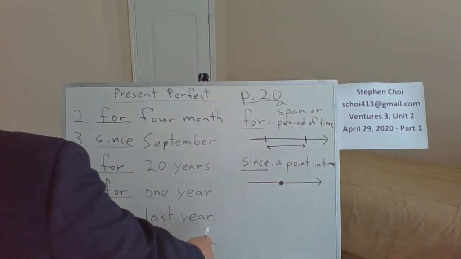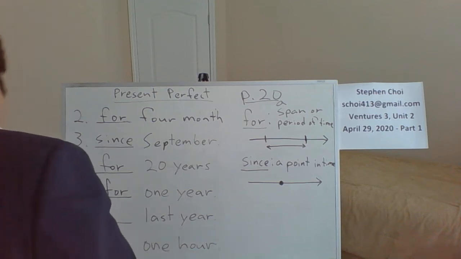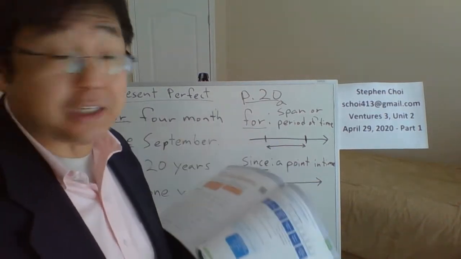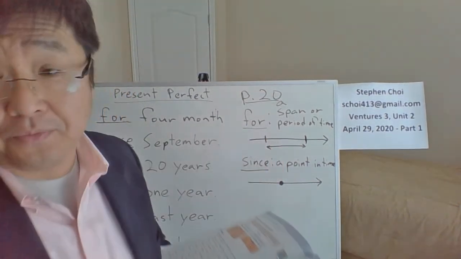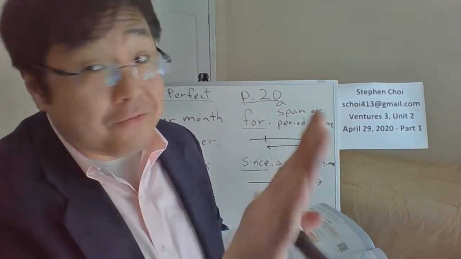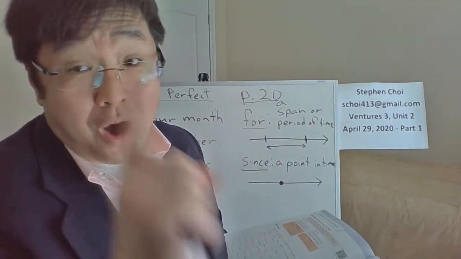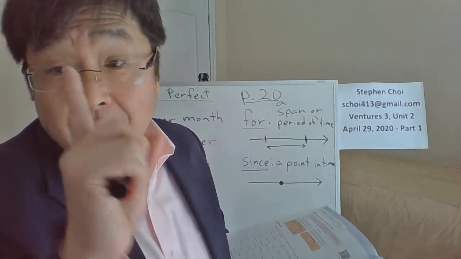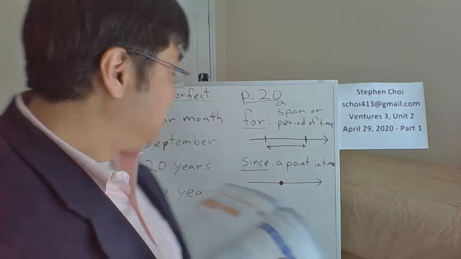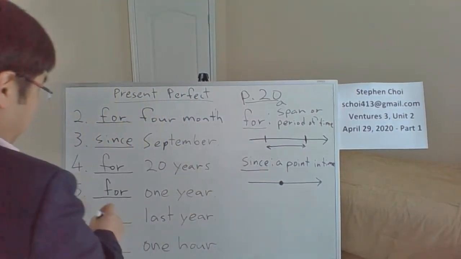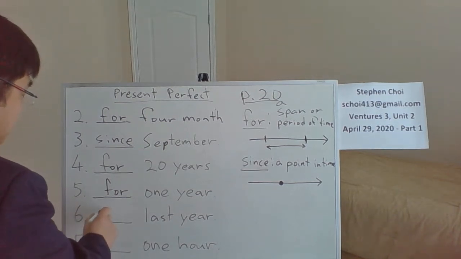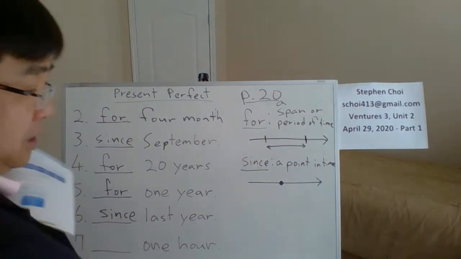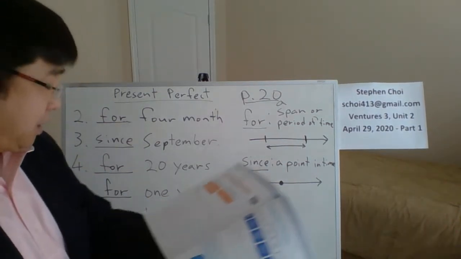And the answer is last year. Is last year a span of time or a point in time? Remember, there are a lot of years, thousands, millions of years in the past, but only one last year, 2019. So it's a point in time. So you have to say, how long has Omar had 2 jobs? Since last year. All right, very good.